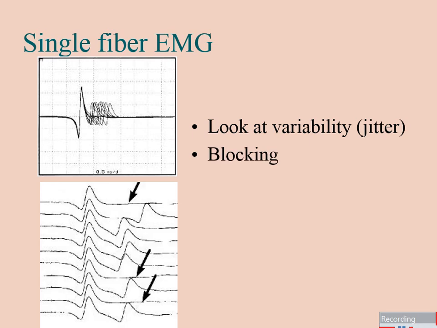The other thing that can happen is we can get blocking, where one fiber fires but the other one doesn't. And you can see the jitter, that it's firing at different times, but periodically it doesn't fire. It just doesn't get up to the threshold and can't do it. This is a hallmark of myasthenia gravis at its very early stages, where you have one neuromuscular junction that can't fire an action potential when the other one can.